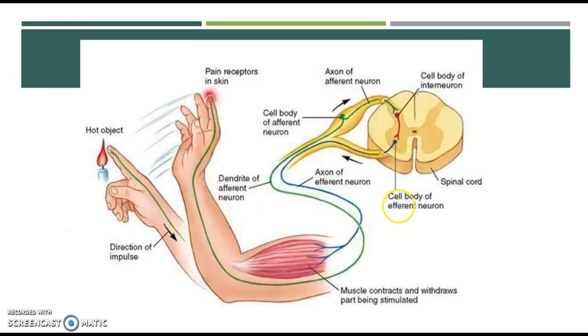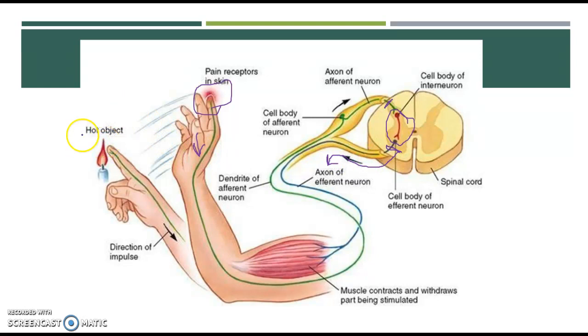So if we look here, this goes through all three of those neurons we just talked about. The green is representing that sensory or afferent neuron. It's taking information to the central nervous system. The red is your interneuron. See how it's connecting that sensory and motor neuron together. And then the motor neuron takes information from the central nervous system and sends it to a muscle or gland.